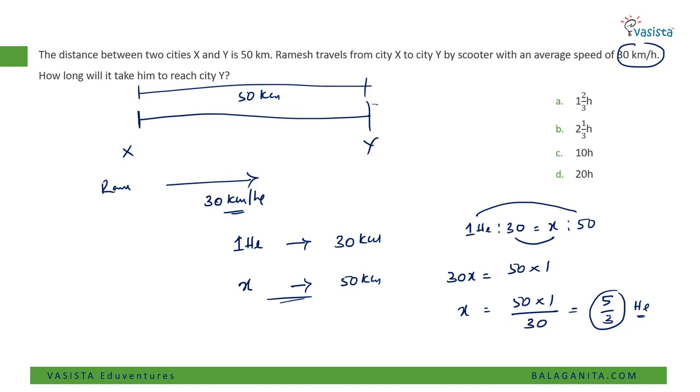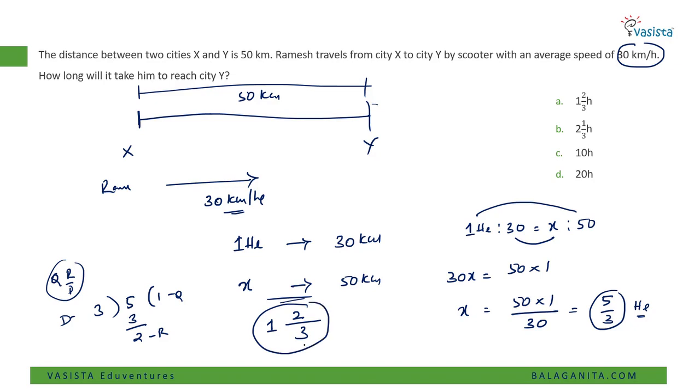Let me convert this improper fraction into a mixed fraction, that is QRD. Divide 5 by 3: 3 ones are 3, remainder 2. The quotient is 1, the remainder is 2, and the divisor is 3. He will take 1 2 by 3 hours. That is 1 2 by 3 hours. Option E is the right one.